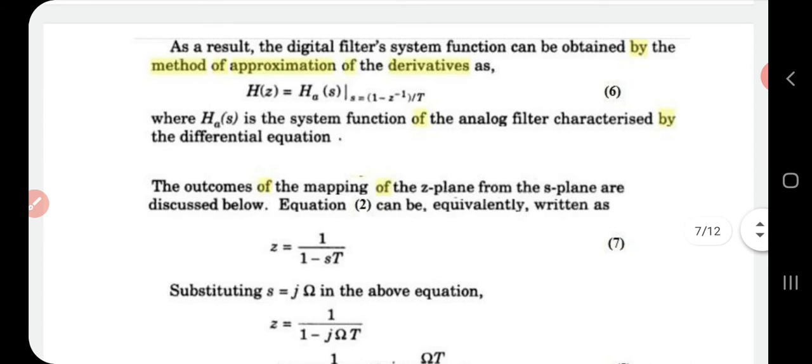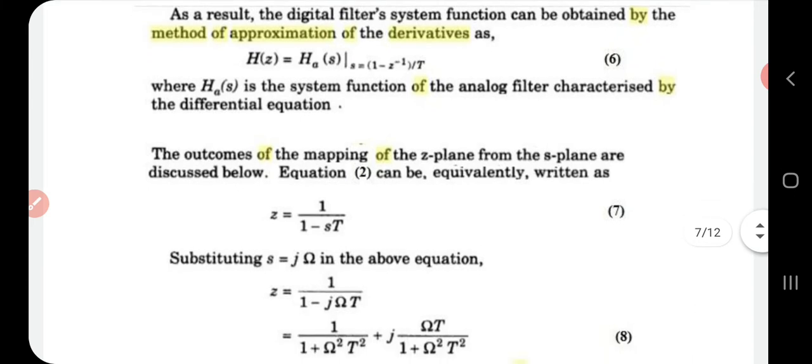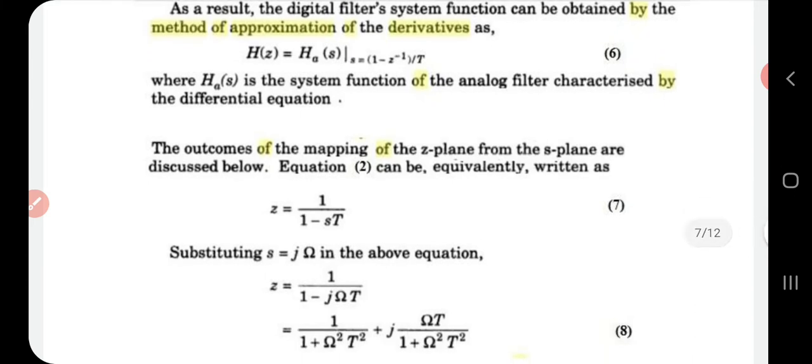Now we will see how the mapping is done. The outcome of mapping or transformation of Z plane from S plane are discussed below. That is how you are converting the system function or transfer function from the analog system, that is from S plane, to the system function in the digital system, that is in Z plane. That is a transformation or mapping from S plane to Z plane, or transformation from analog system to digital system.